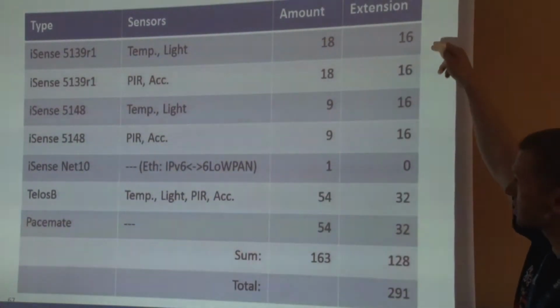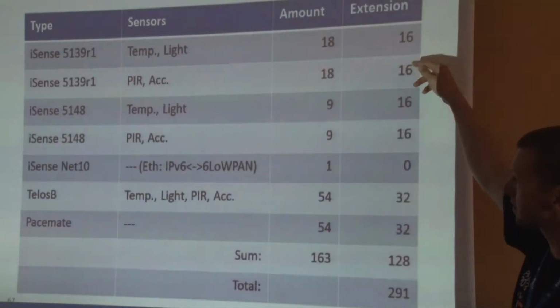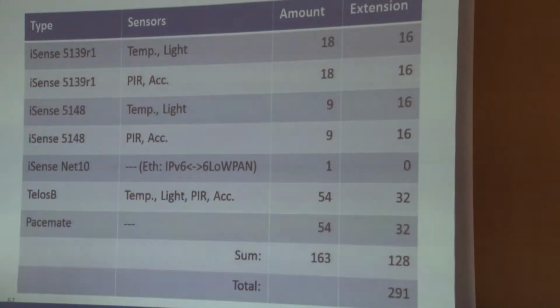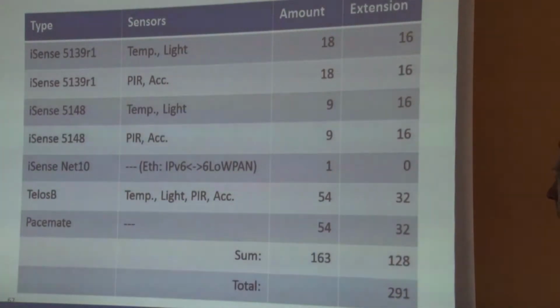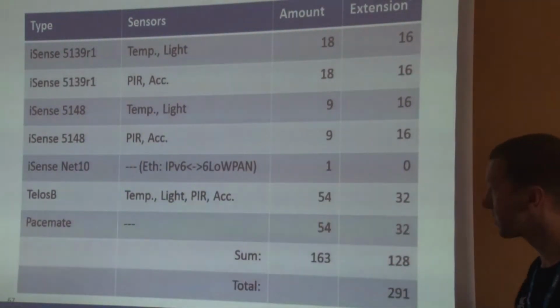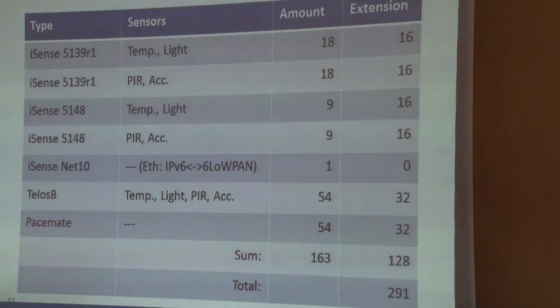We have two different generations of iSense nodes equipped with either temperature and light sensor or passive infrared and accelerometer sensors. Then we have one specialty, I guess, that is a so-called Net10 box, which switches or converts protocols from IPv6 on the one hand side. So you have an Ethernet cable going in on the one side, 6LoWPAN communication on 802.15.4 on the other side. So you can do some IPv6 based experimentation on our testbed. And we have another sensor platform called PaceMate, which I will also show you now.